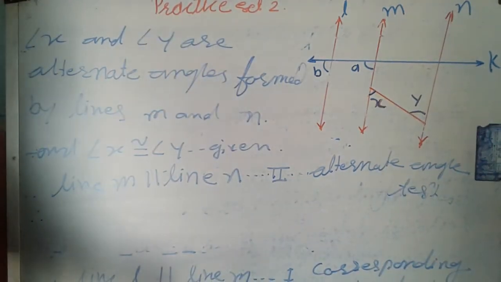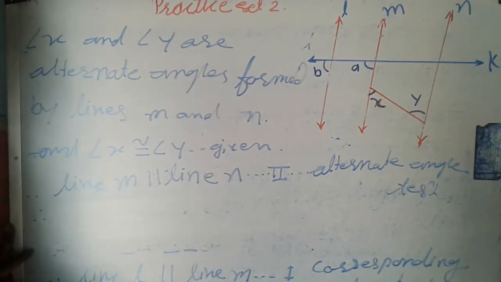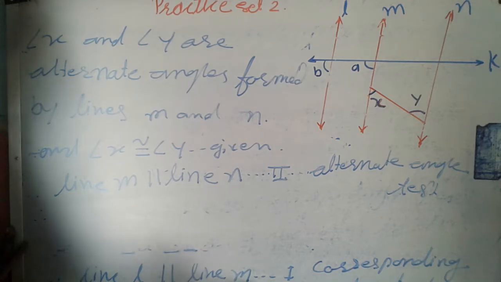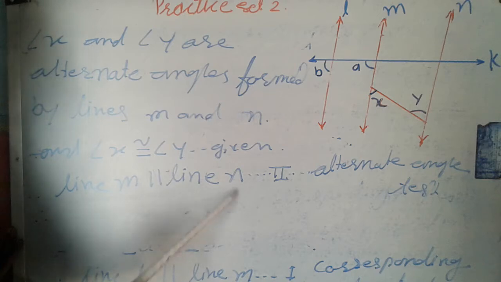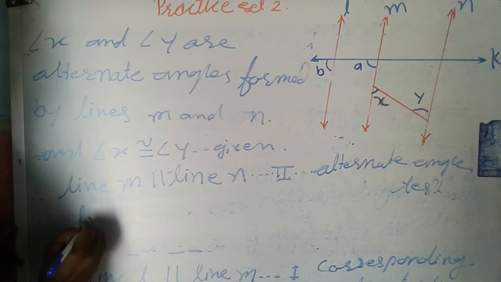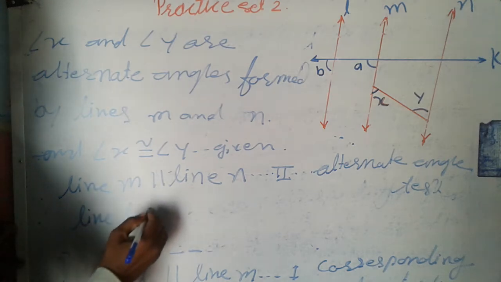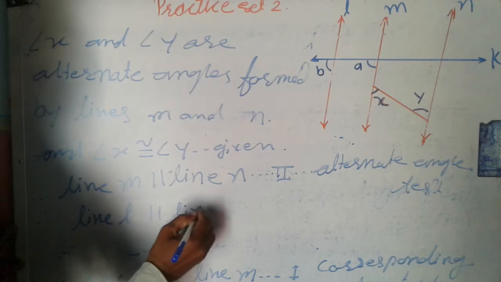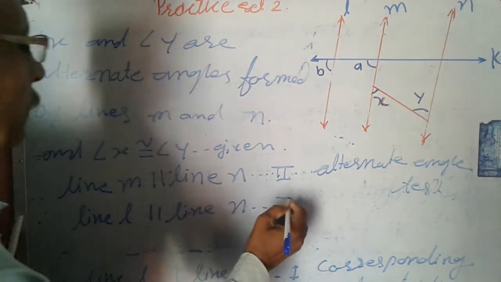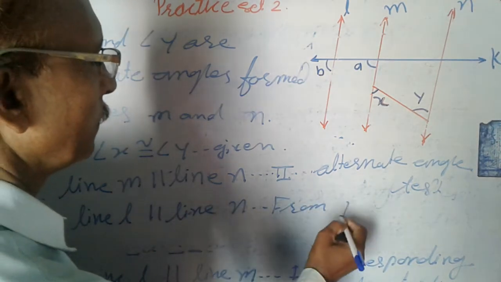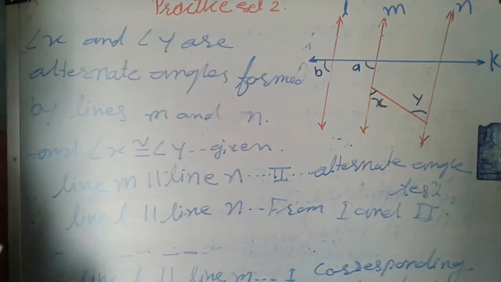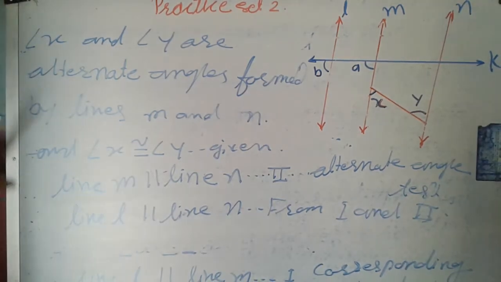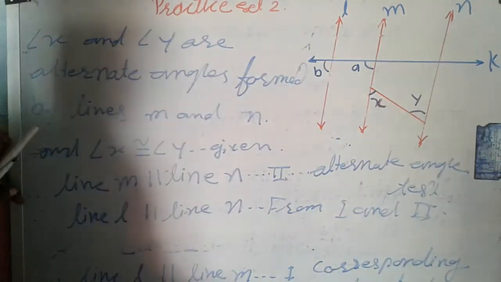Now see statements first and second. In statement 1, line L is parallel to line M, and in statement 2, line M is parallel to line N. Therefore, line L is parallel to line N. So in this way, we can prove that line L is parallel to line N.